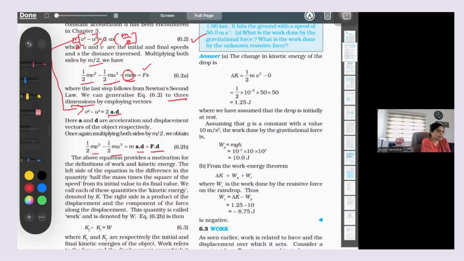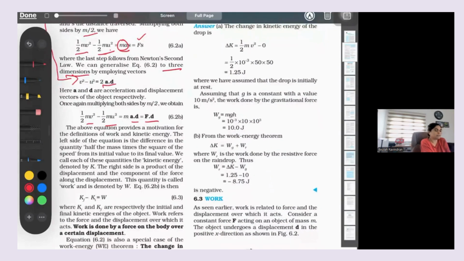So the above equation provides a motivation for the definitions of work and kinetic energy. Half mv square shows the kinetic energy. That means this v involves final kinetic energy and u involves initial kinetic energy. So there is a difference in kinetic energies. We may say there is a loss in energy, or it gains some energy. Initially it has one energy, and the final energy is also there. We can say the difference in kinetic energy is equated to the work done.